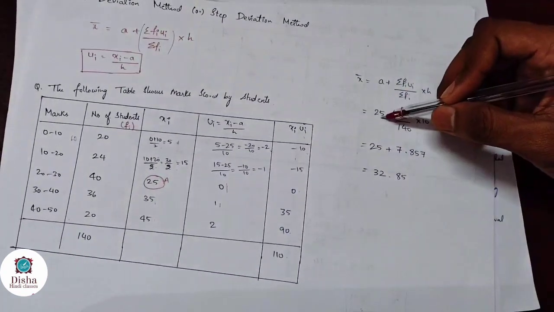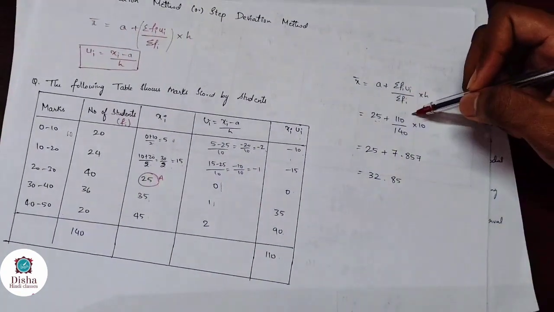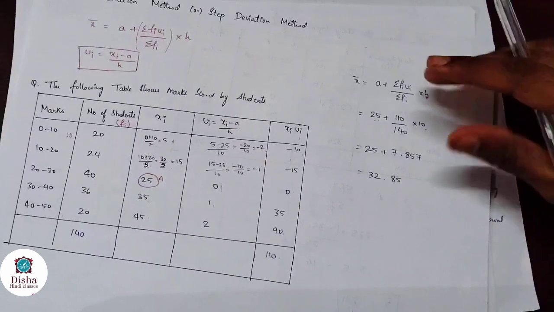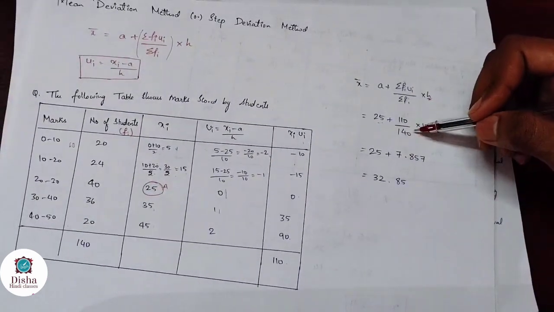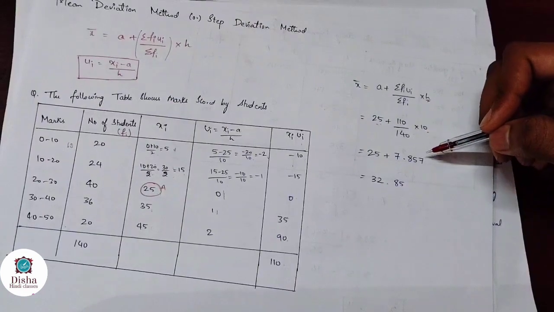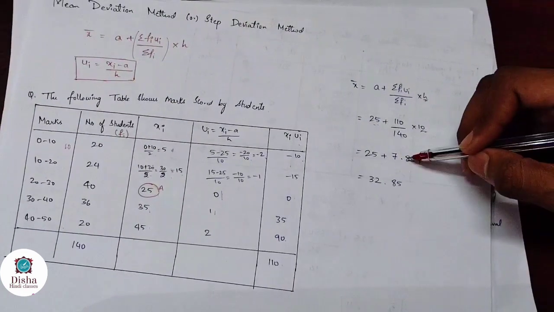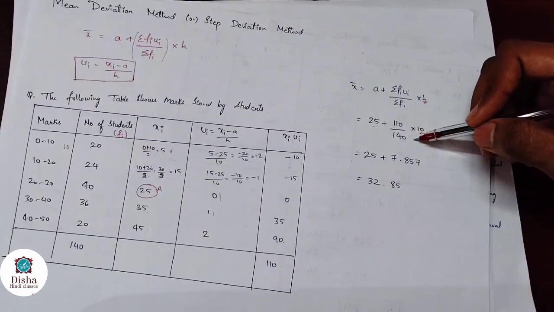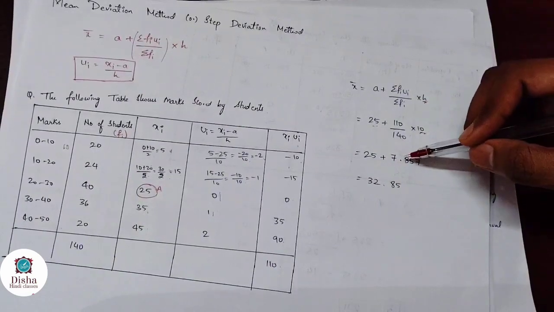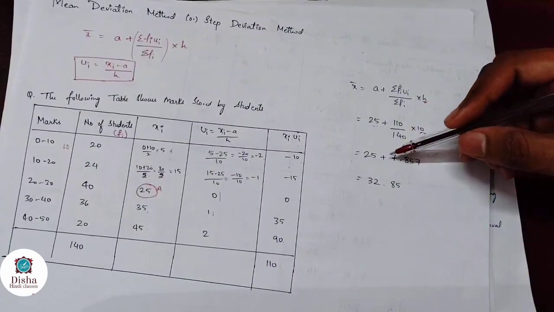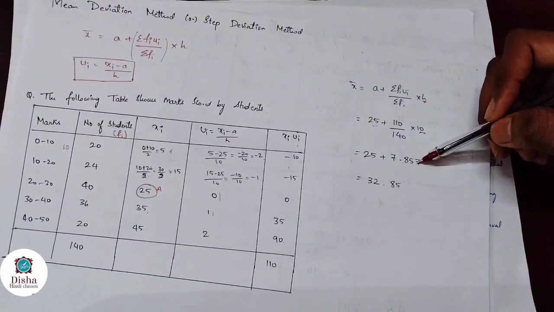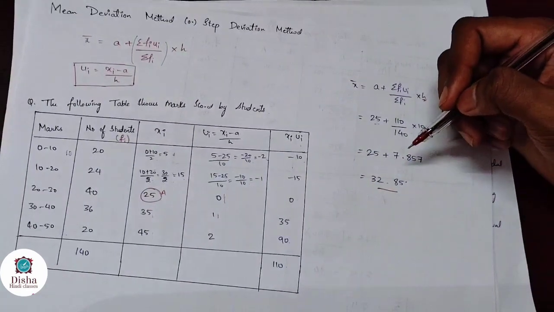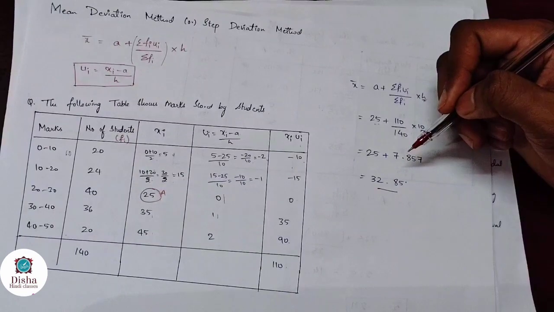The assumed mean a is 25, the summation of fi ui is 110, the summation of frequencies is 140, and the height of the class intervals is 10. So 25 plus 110 divided by 140 gives us 0.7857, and multiplying it by 10 we get 7.857. Then we add 25 plus 7.857 and get 32.85. So this is the way we calculate the mean in the step deviation method.